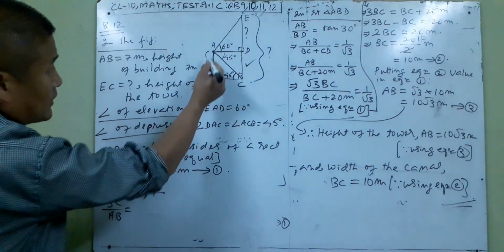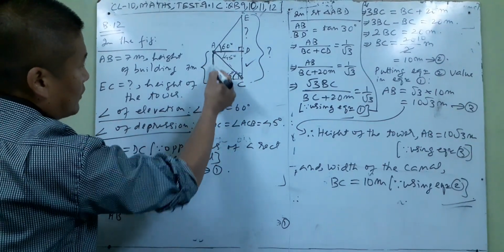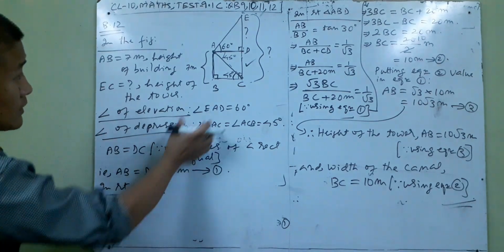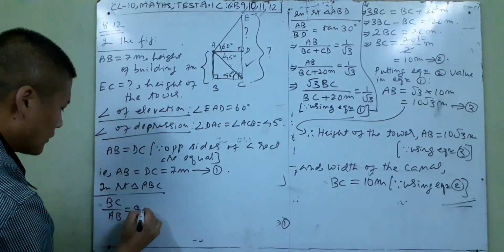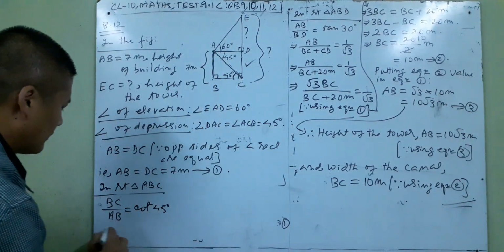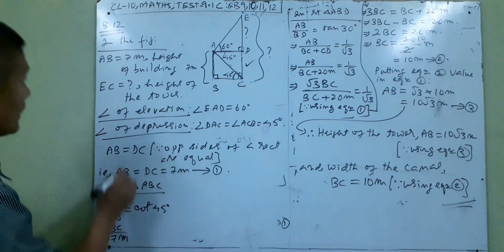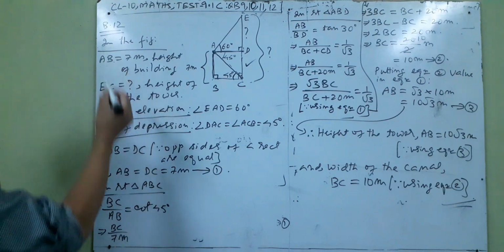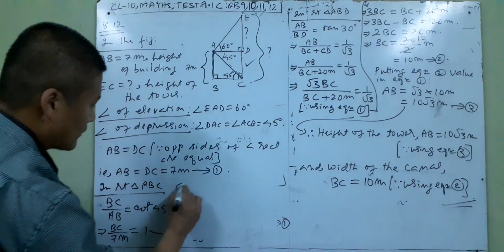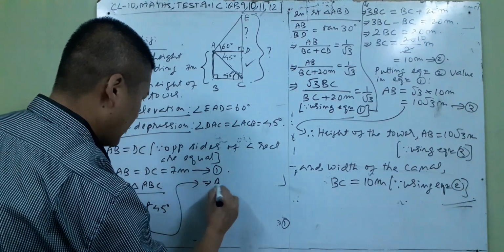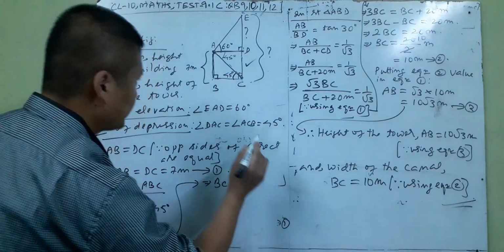We are taking this triangle ABC. We know this side. That is adjacent by opposite, so cot 45 degrees. So here we write BC by AB equals cot 45. AB equals 7 meters, and cot 45 is 1. So we continue and write that BC is 7 meters.